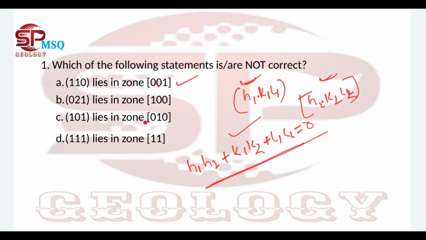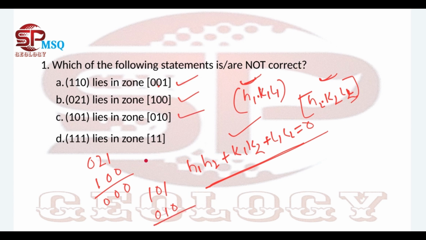Next, 0 2 1 lies in 1 0 0 zone. 1 into 0 is 0, 2 into 0 is 0, 0. So this will also be correct. Then 1 0 1 lies in 0 1 0 zone. It will be 0.